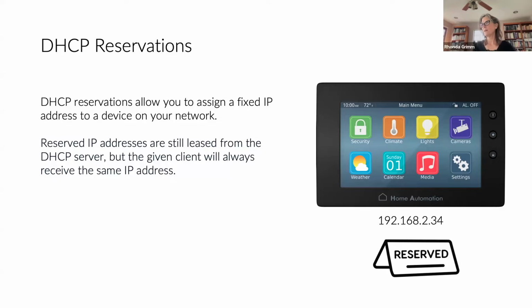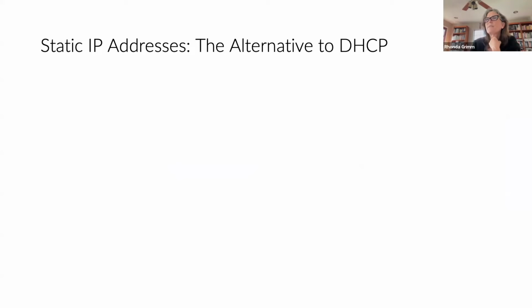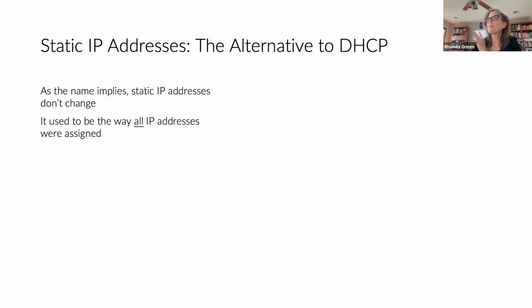That way, your different devices can find it reliably. It's really important in some of these control panels. It just makes life a lot easier. There's another option, an alternative to DHCP, which isn't used as much anymore. It's a static IP address. And as you can imagine, the name implies they don't change. And it used to be the way all IP addresses were assigned.